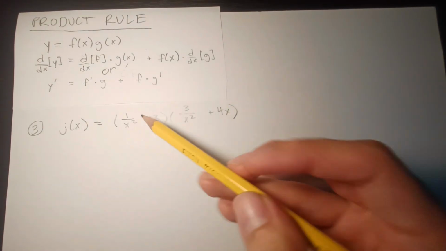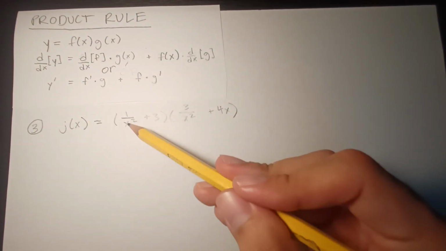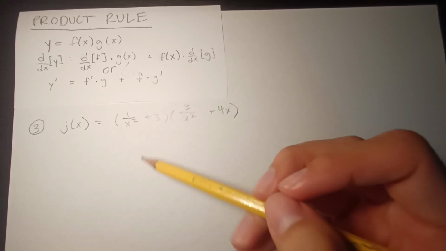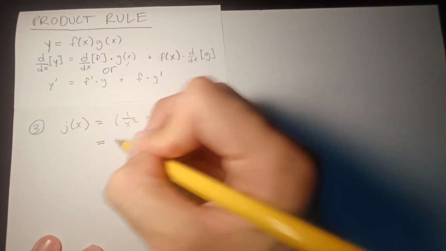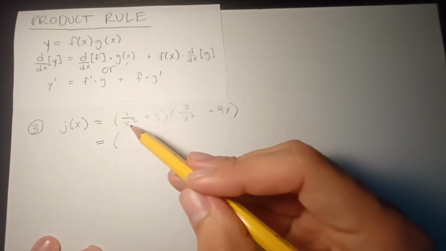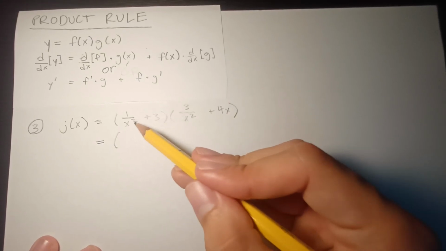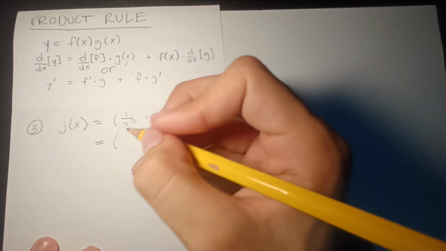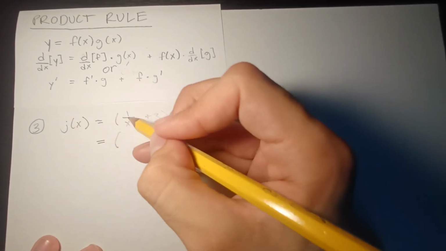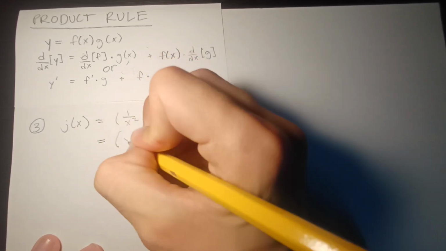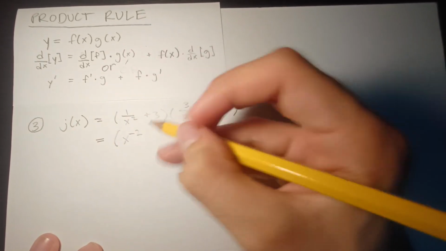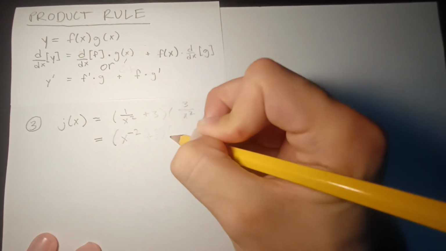All right, so this one looks a little weird, it looks a little tricky, but remember we can change this into something a little more familiar. So we're going to rewrite this. When we have a fraction with exponents in the denominator, we can change it into a negative exponent in the numerator. So 1 over x squared becomes x to the negative 2. These are both equal. Okay, we're going to continue.